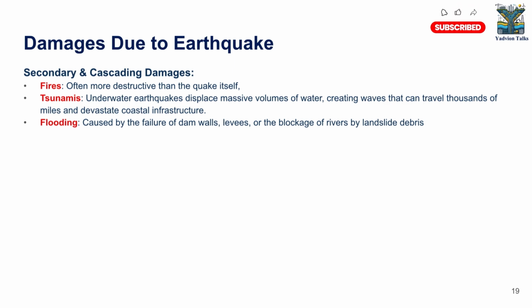Secondary cascading damages. The first one is fire, often more destructive than the quake itself. Tsunami: an underwater earthquake displaces a massive volume of water, creating waves that can travel thousands of miles and devastate coastal infrastructure. Flooding, caused by the failure of dams, levees, and water bodies.